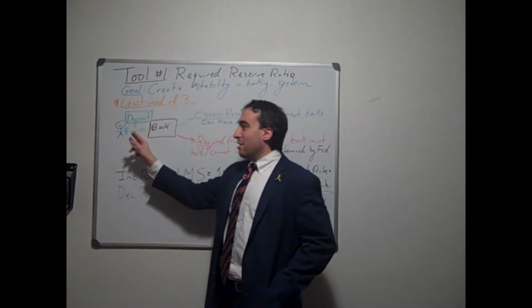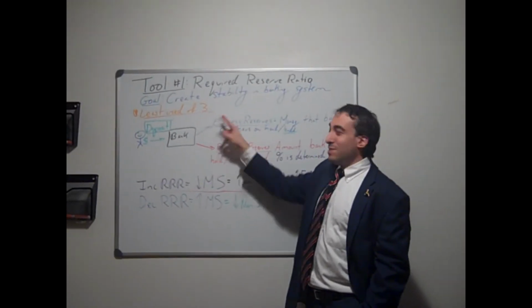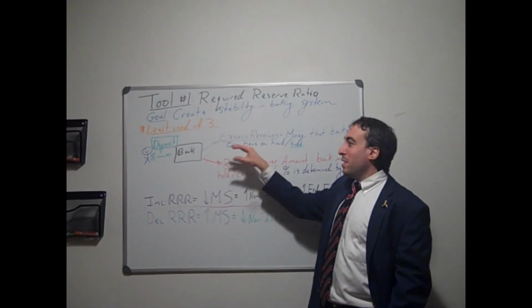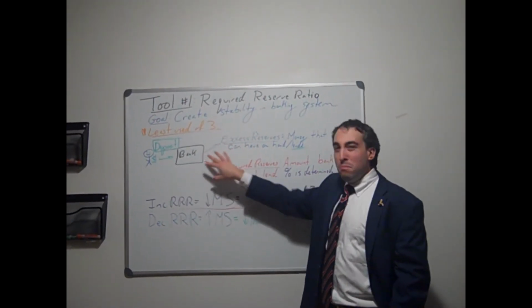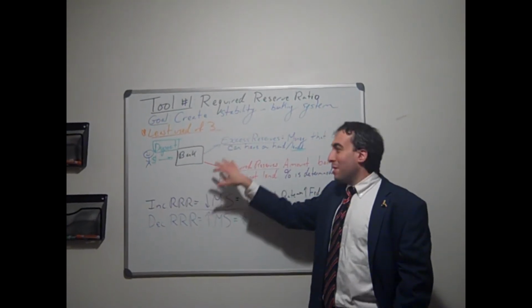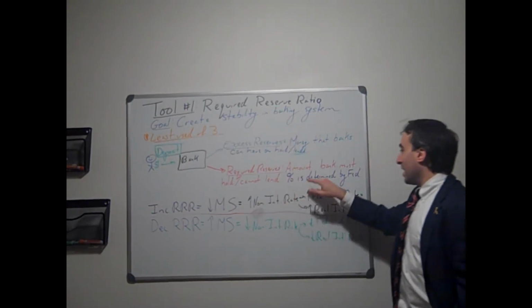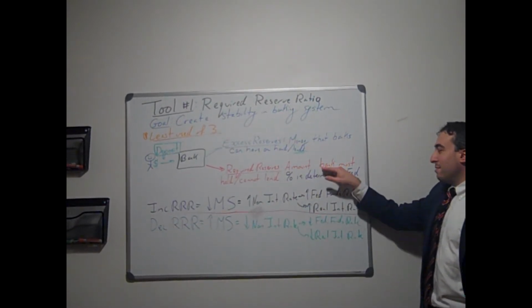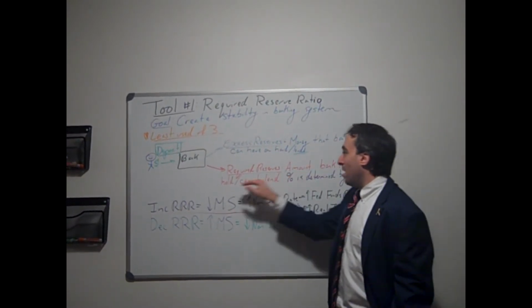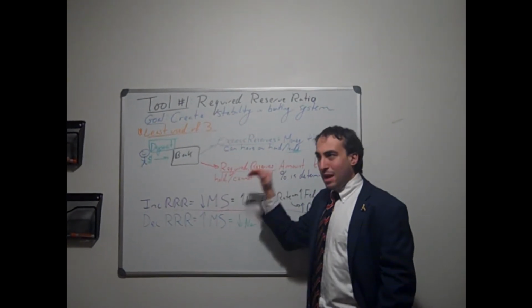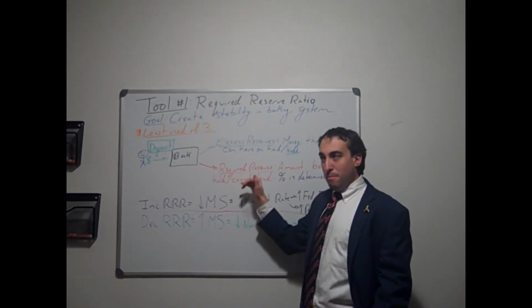So when a person goes to the bank, the bank has to do two things with that money. Part of that money must go to required reserves, and that's what the required reserve ratio is. It is a percentage of the amount the bank must keep on hold. It cannot lend this money.